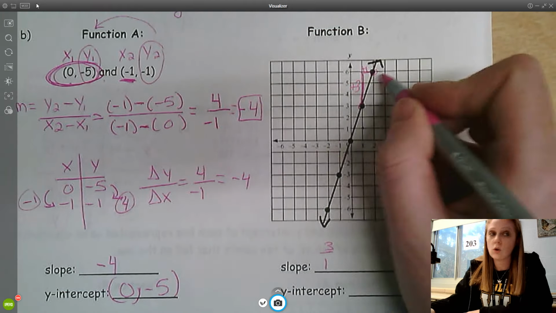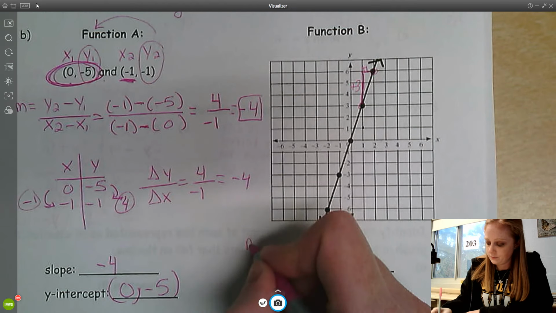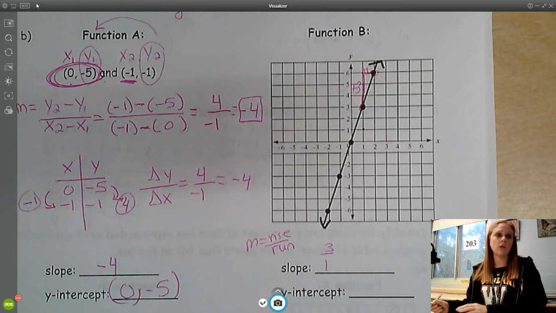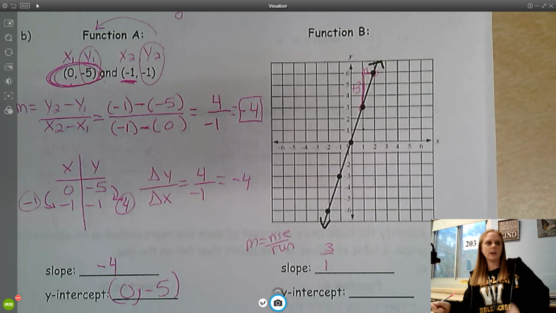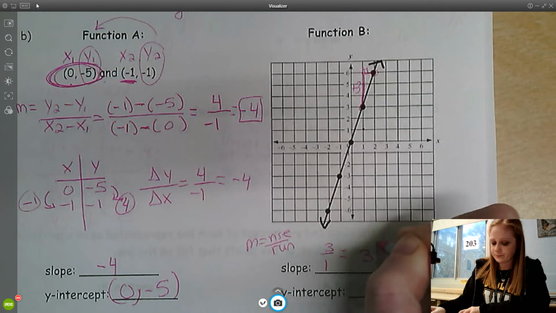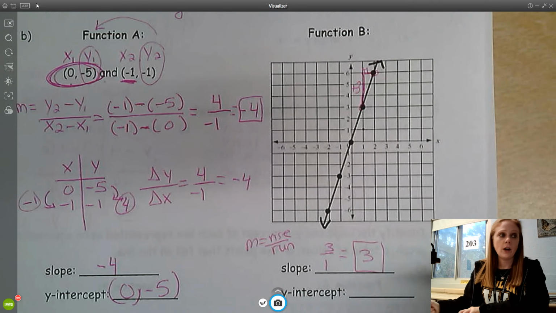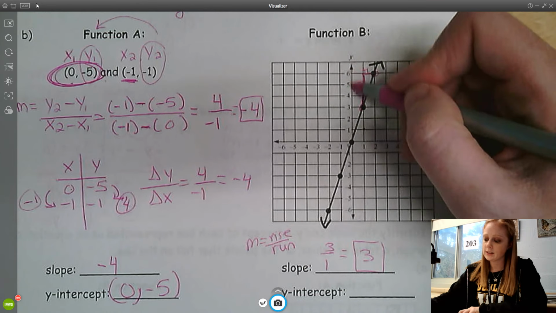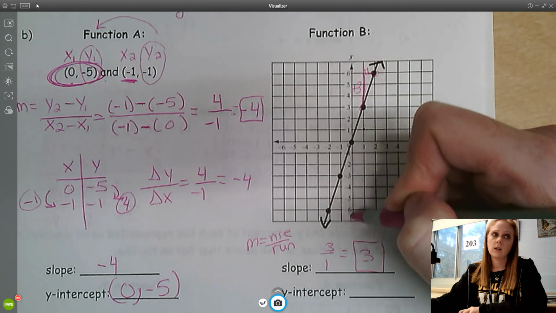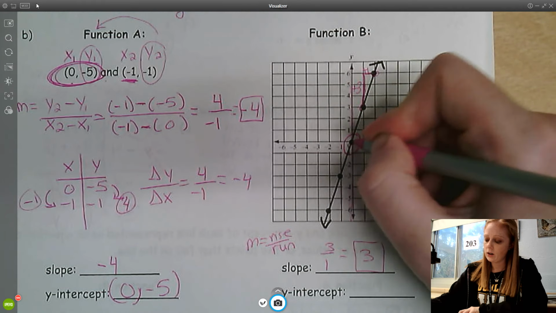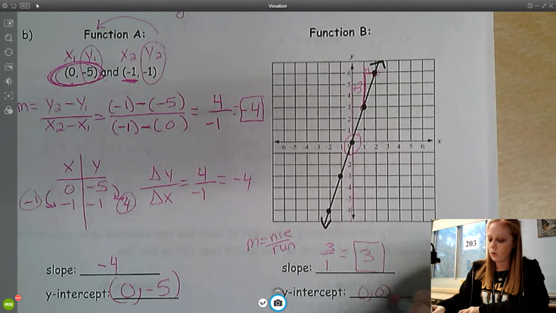So therefore, my slope is 3 over 1. We're doing rise over run. On a graph, rise over run. Change in y, change in x. Okay, so 3 over 1, which simplifies to 3. Okay, our y-intercept. Y-intercept is where our line crosses the y-axis. So here's the y-axis. Our line crosses it right here at the point 0, 0, the origin.